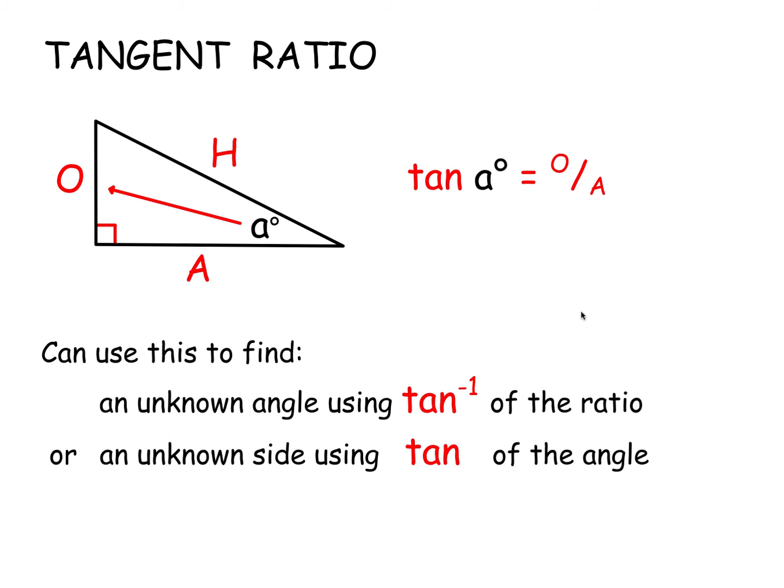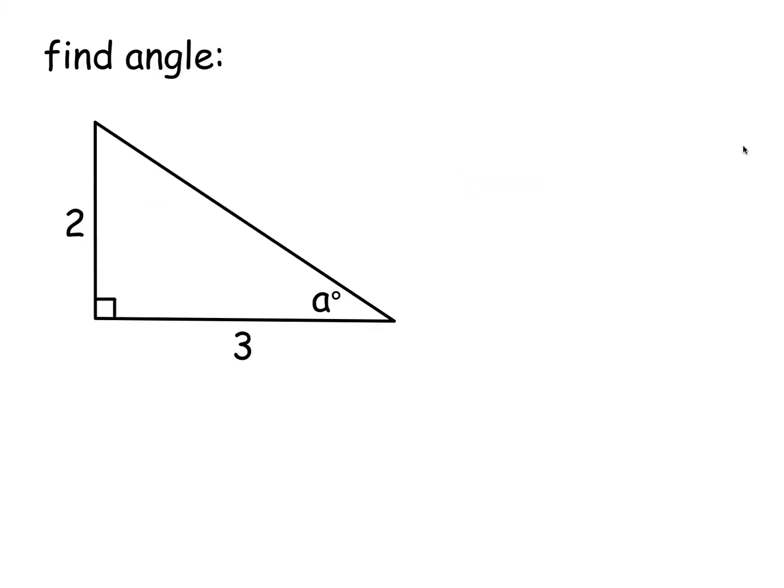And there are going to be 3 kinds of question where they might ask you to work out an angle, they might ask you to work out a side, but the side could be in the top of the ratio, the opposite side, or it could be in the bottom of the ratio, the adjacent side. 3 kinds of example. Here we go.